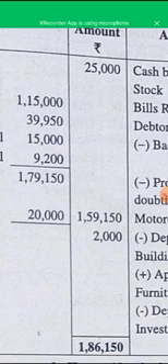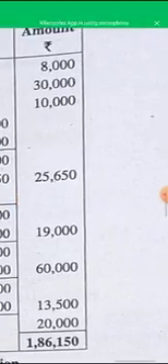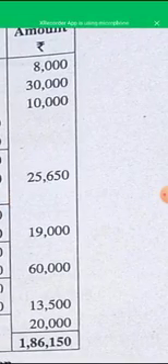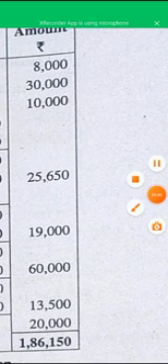Add the liability side of the balance sheet. You get is 1,86,150. Add the asset side of the balance sheet, 1,86,150. So students, that's all is about the problem.